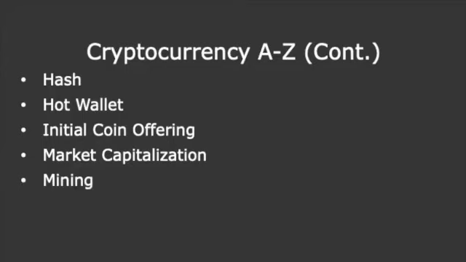ICOs are similar to initial public offerings of stocks, although not exactly the same. Market capitalization. Cryptocurrency market capitalization refers to the total value of all coins that have been mined. You can calculate a crypto's market cap by multiplying the current number of coins by the current value of the coins. Mining. Mining is the process whereby new cryptocurrency coins are made available and the log of the transactions between users is maintained.